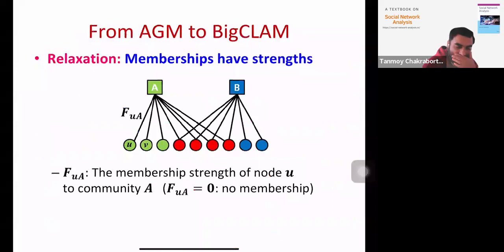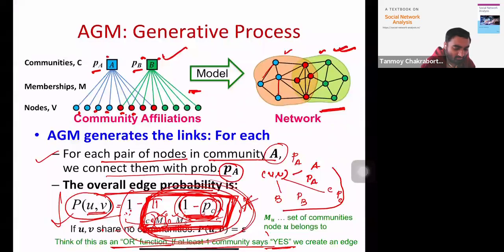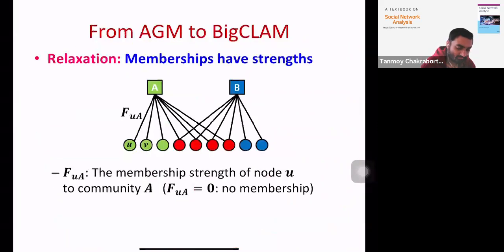So I can measure PAB right now. This is called the affiliation graph model, AGM. From the affiliation graph model, I am now moving to an extension of this, which is called BigClam. BigClam is the actual algorithm, and it is a relaxed version of the affiliation graph model. Here again, the concept is the same with a little change.